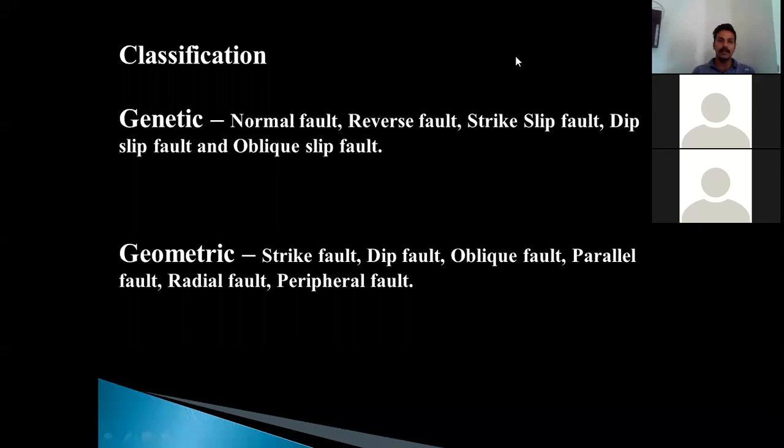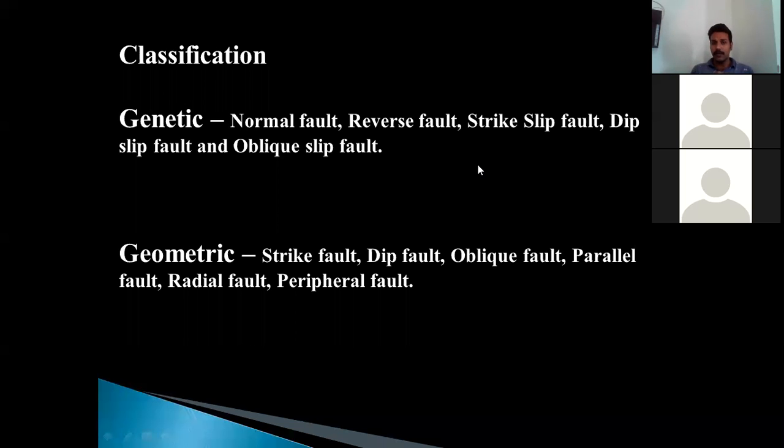So the faults are classified on the basis of their genetic and geometric aspects. Genetic aspects refer to the mode of its origin, or the exact process responsible for its formation, whereas geometric can be referred to the interrelationship of the structure or the fault with respect to the surrounding beds or surrounding features.